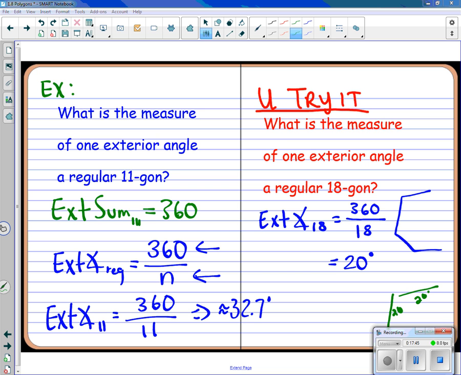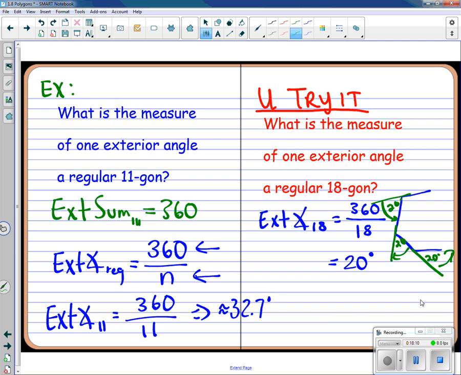Now make sure that you understand what we're talking about. Exterior angle is an extension of a side, right? And so it's this angle here. And so I'm saying that that angle there is 20. The next one after that is 20. Next one after that, 20. And I keep on doing this all the way around this 18-sided figure. So there's 18 angles, and each one of them is 20.